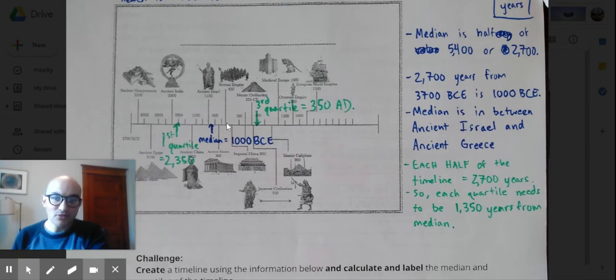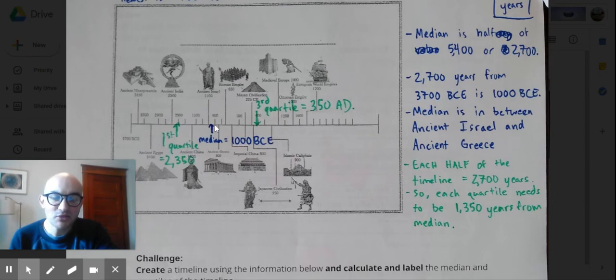So here we get to the year 0. Looks like, yep, there we go. There's 0. I just couldn't see it because my writing's over it. So I get to 0, and then I need to go 350 years in addition to 0, and I mark it about right there on my timeline, excuse me. And so my third quartile is 350 AD.